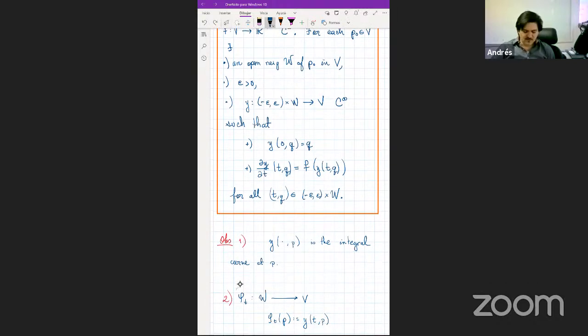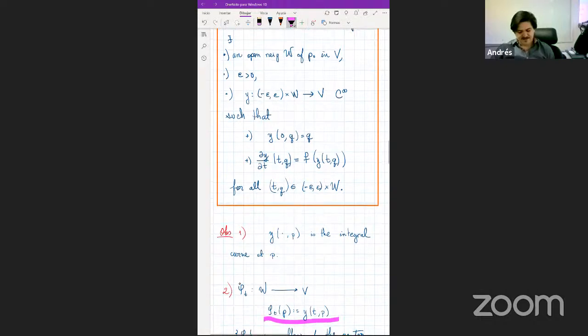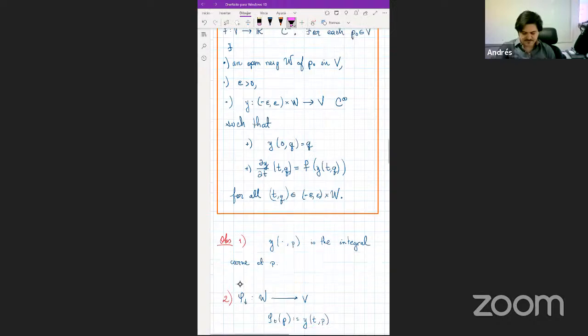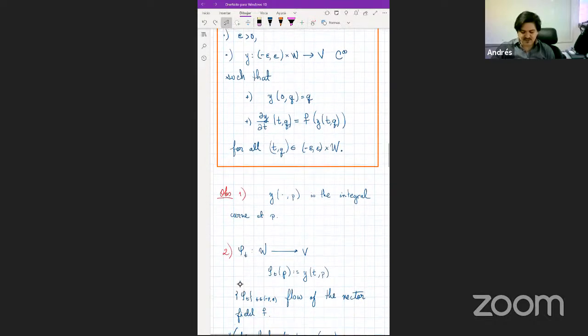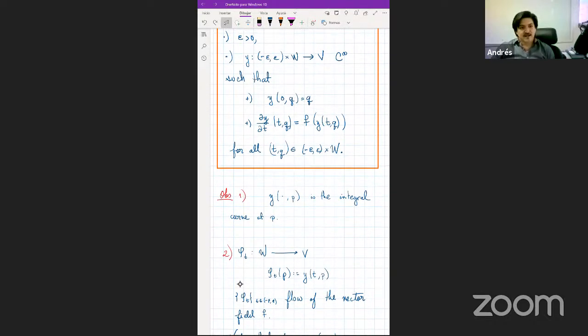So we will use this notation for this, okay? YTP is what is given on the theorem, and we will call it like this. Now, this is a collection of smooth functions. This is usually called the flow of the vector field.